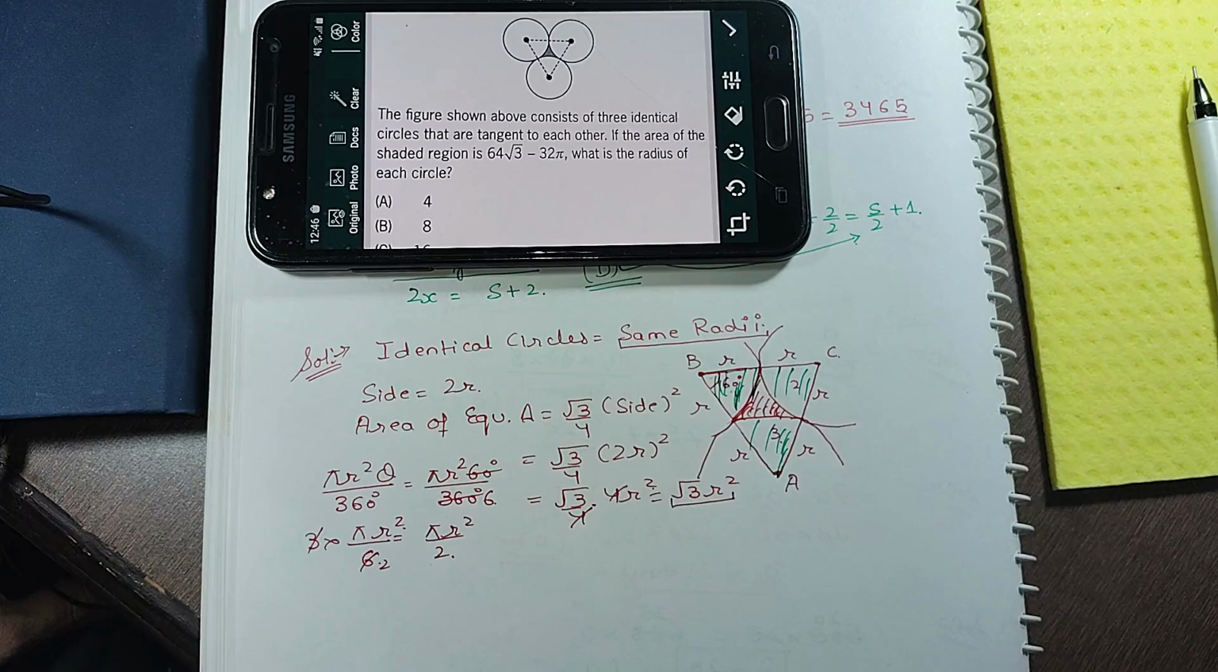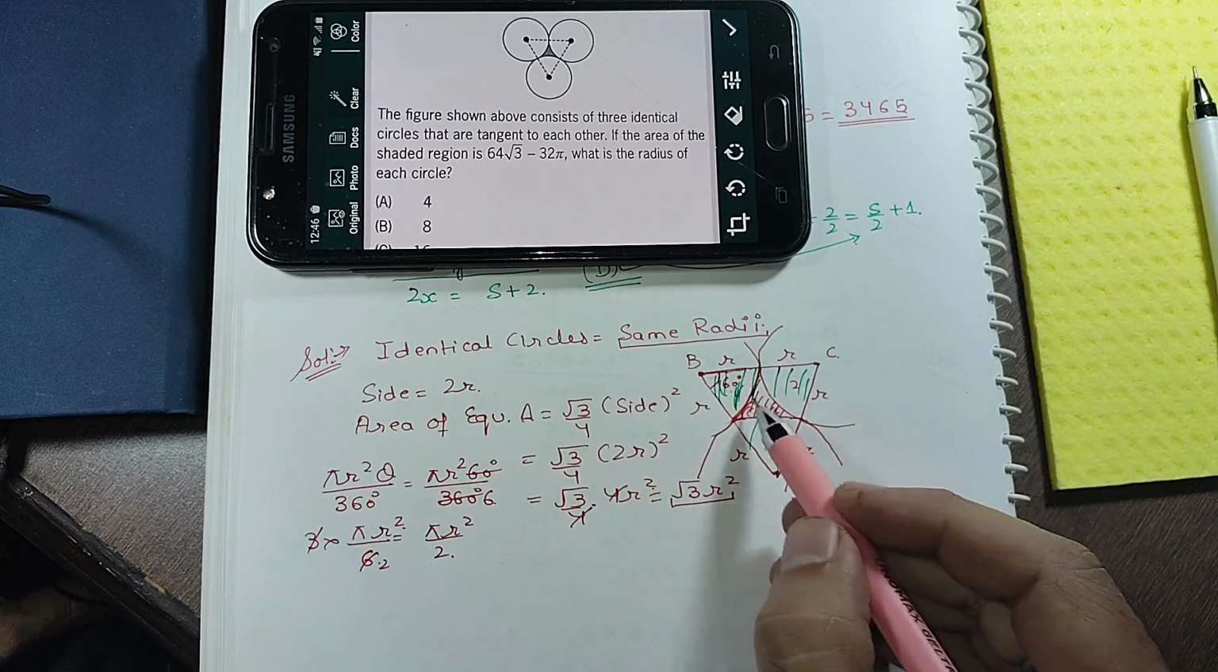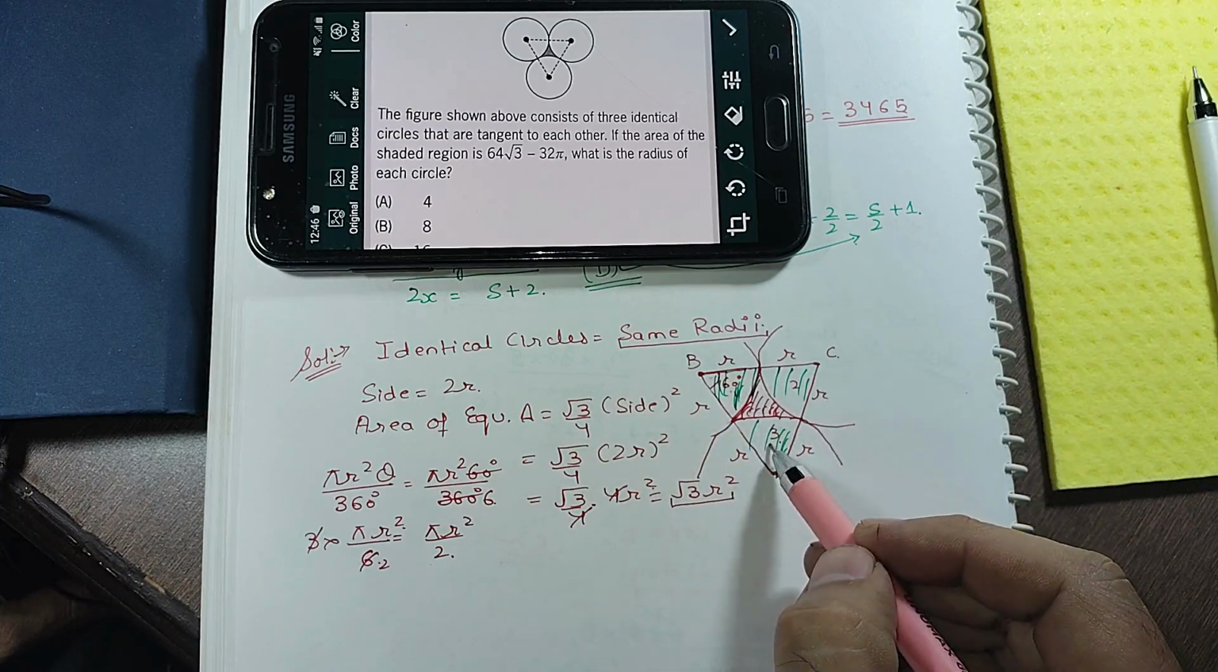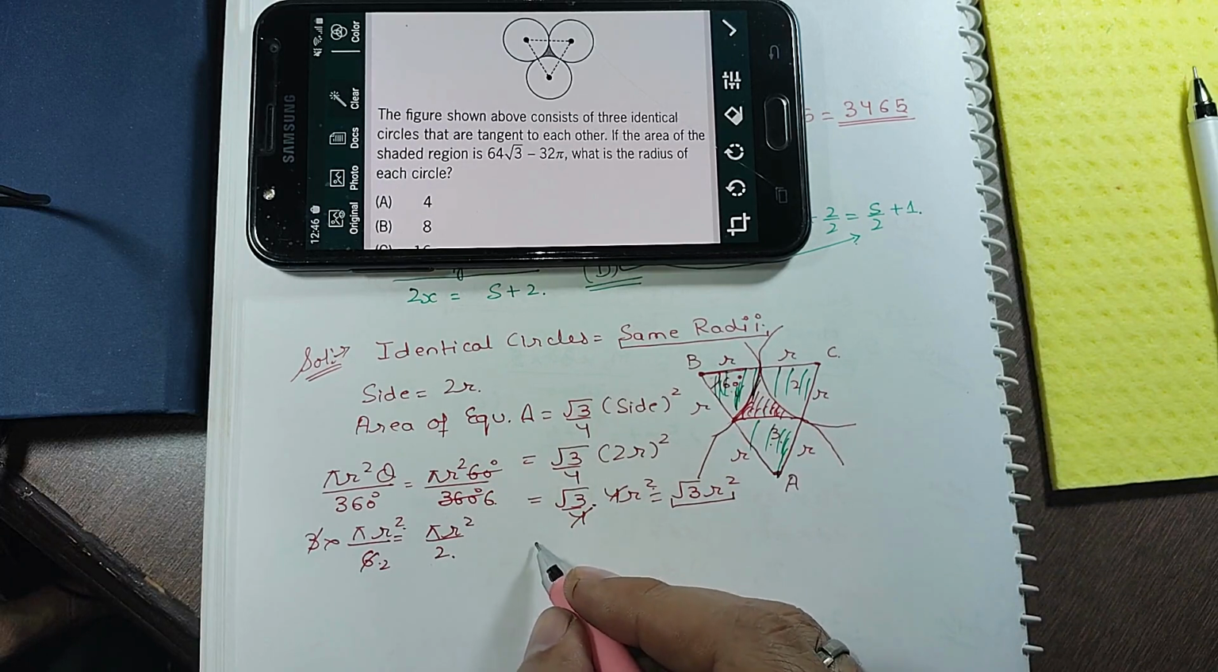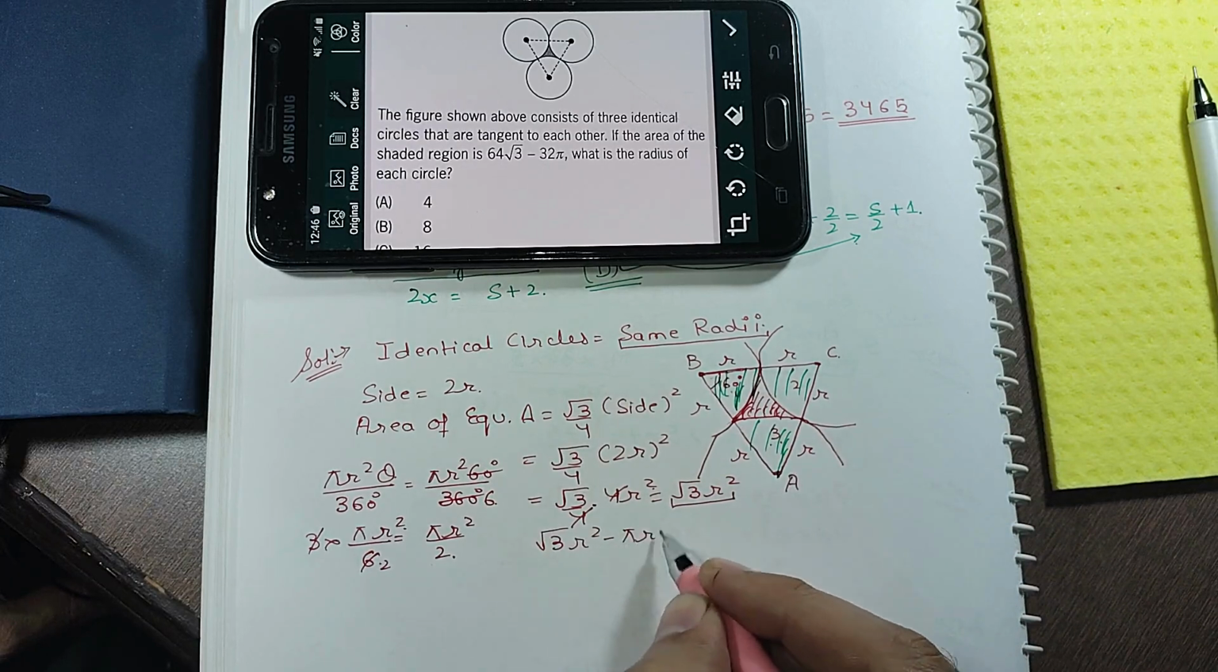Now if I subtract the area of these sectors from the area of the triangle, that is root 3 r square minus pi r square upon 2.